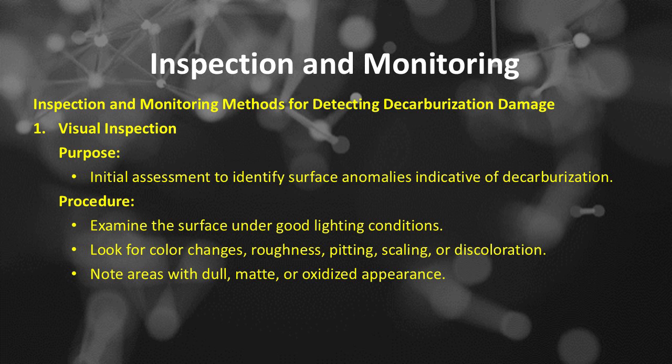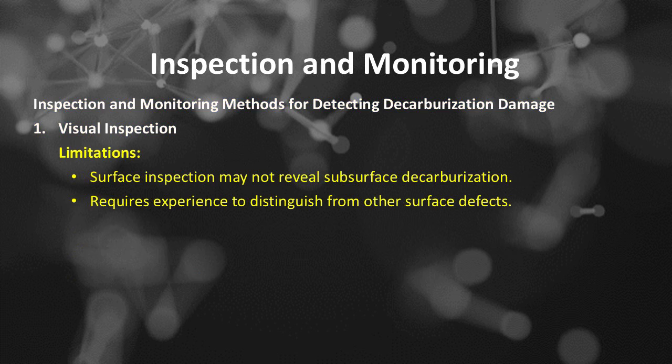Number 1, visual inspection. Its purpose is initial assessment to identify surface anomalies indicative of decarburization. The procedure is to examine the surface under good lighting conditions, looking for color changes, roughness, pitting, scaling, or discoloration. Note areas with dull, matte, or oxidized appearance. Visual inspection limitations: surface inspection may not reveal subsurface decarburization, and it requires experience to distinguish from other surface defects.